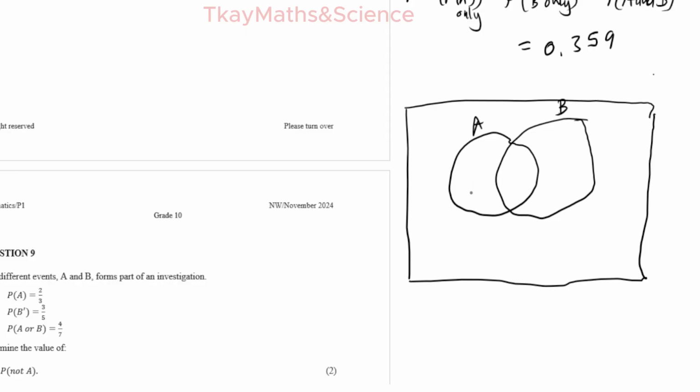So our A now is 0.271. Our B is 0.211. And here in the middle, it's what? 0.159. And out here, it's what? 0.359. Okay, so that is our Venn diagram. That is how we draw it.